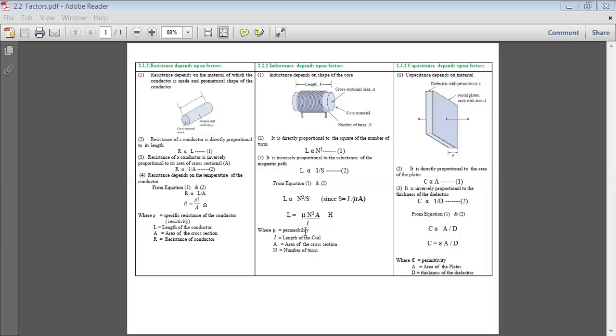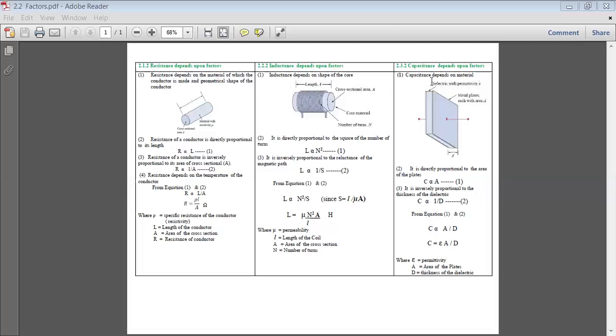These are the formulas related to inductance. Remember that mu is called permeability, L is the length of the coil, A is the area of cross section, and N is the number of turns. This is about inductance and on what factors it depends.